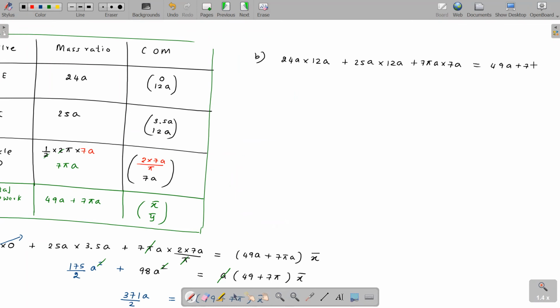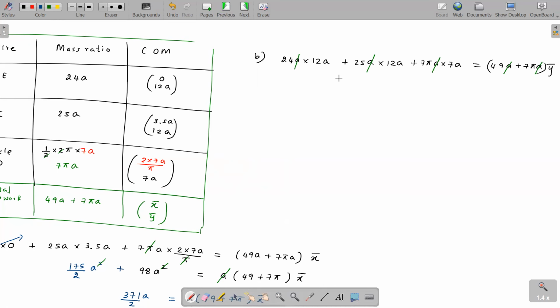49A plus 7 pi A into Y bar. Do you agree with my working? Can you all simplify? I think I can remove A from everyone. Shall I remove A from every term? Okay, then let's multiply 24 times 12, give me the answers quickly.